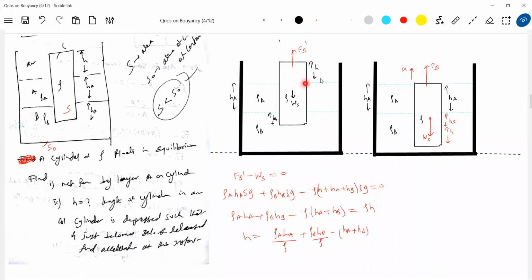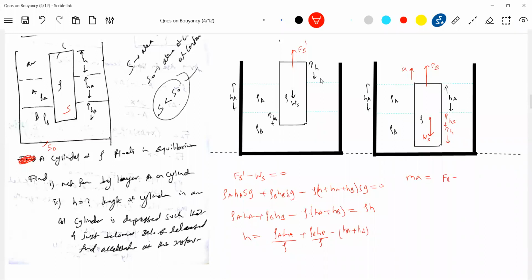Look at this one. The volume of solid immersed in layer A will not change. The volume immersed in layer B will not change. This much additional volume will get immersed, so additional buoyant force will act. And initially this buoyant force was balancing the weight of the solid. So shall we put the additional force like this? Sir, I'm getting confused. You write the equation.